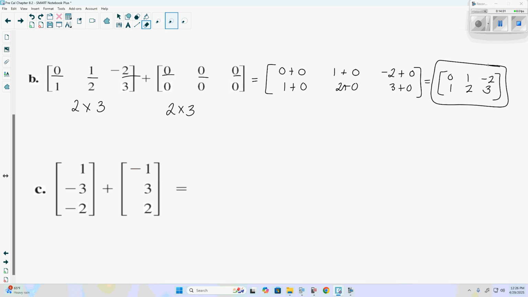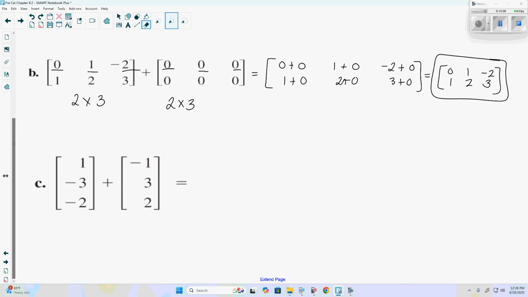Also, the second matrix here that is consisting of all zeros is actually called a zero matrix, because all the numbers in that matrix are 0.